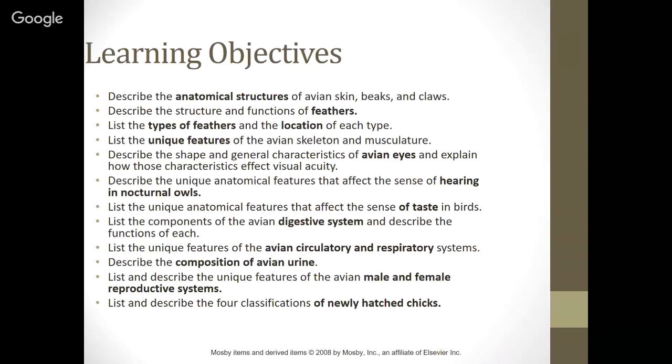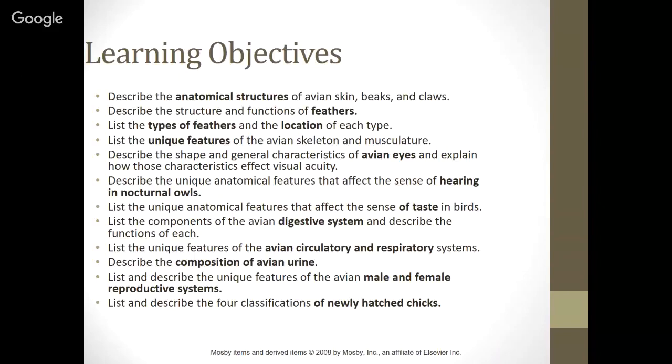We'll also describe the structure and functions of feathers, very much like hair with a mammal. We'll list the types of feathers and the location of each type, the unique features of the avian skeleton and musculature. We'll also describe the shape and general characteristics of avian eyes and explain how those characteristics affect visual acuity. We'll describe the unique anatomical features that affect the sense of hearing in nocturnal owls, and we'll talk about the unique anatomical features that affect the sense of taste in birds.